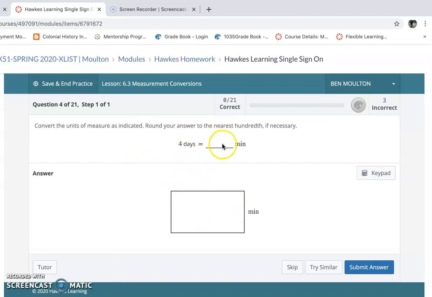4 days into minutes, so you want to find that in days there are 24 hours in a day, and then go from 60 minutes in an hour. I think you guys know how to do this one just fine. I'm going to move on.